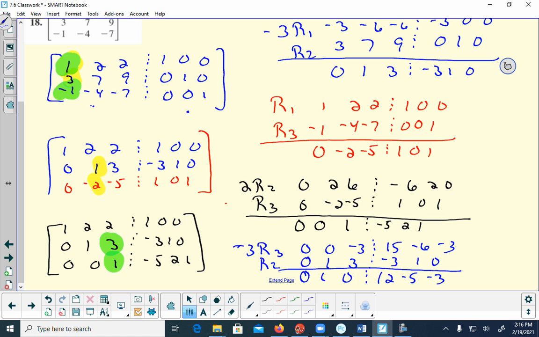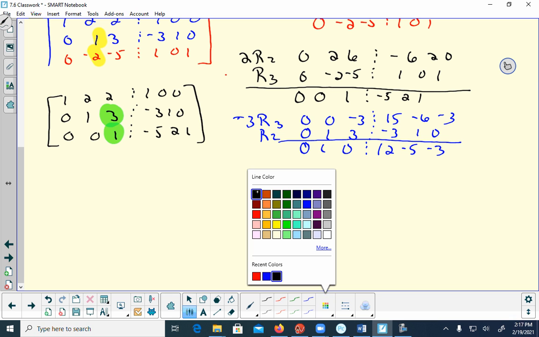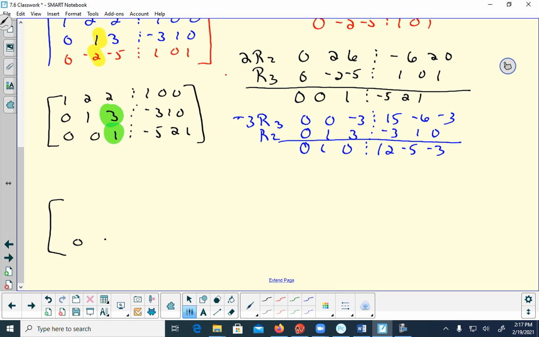And I get 12, negative 5, negative 3. So, again, we said that row 3 was already done. And now row 2 is done. And now the last thing I have to do is fix row 1.